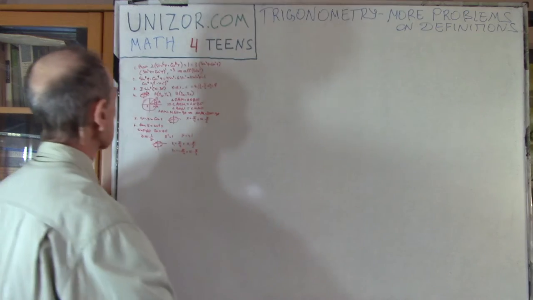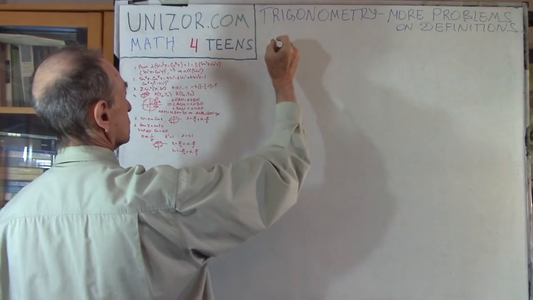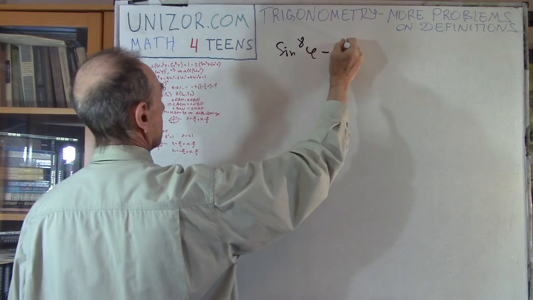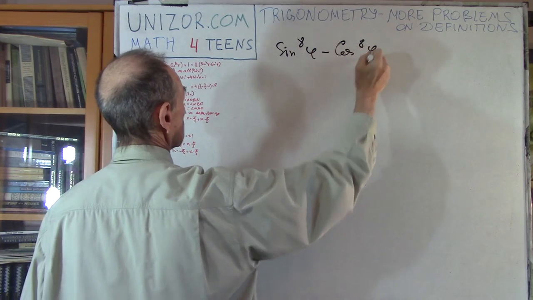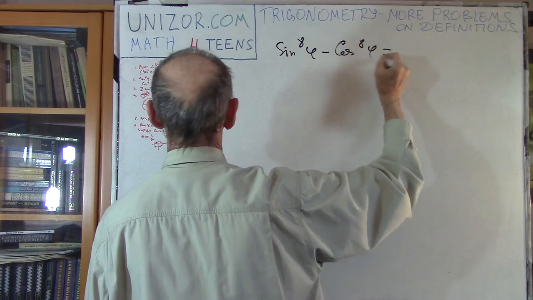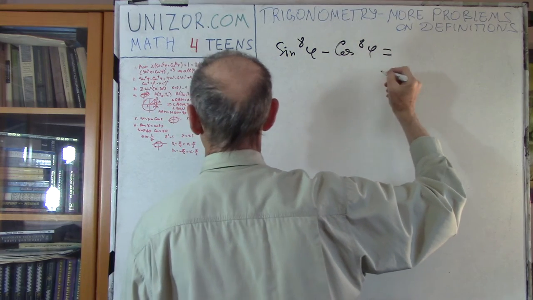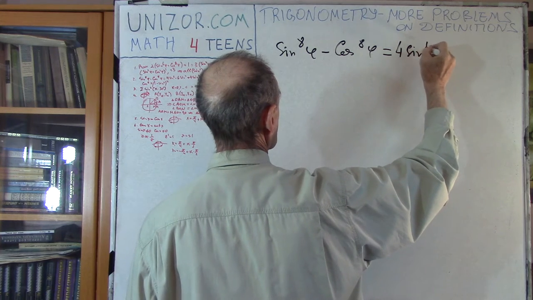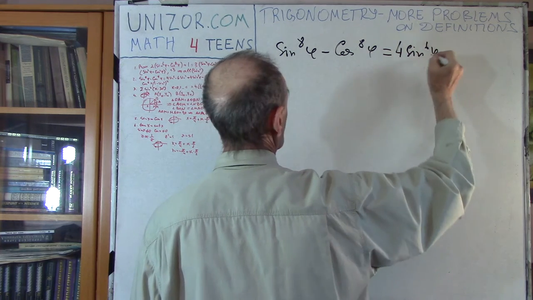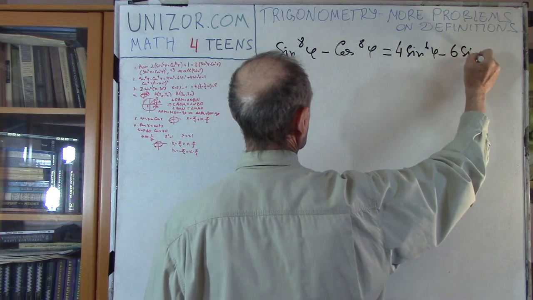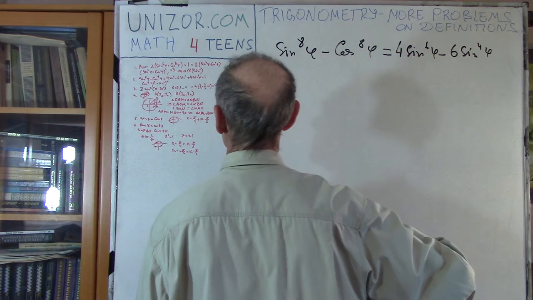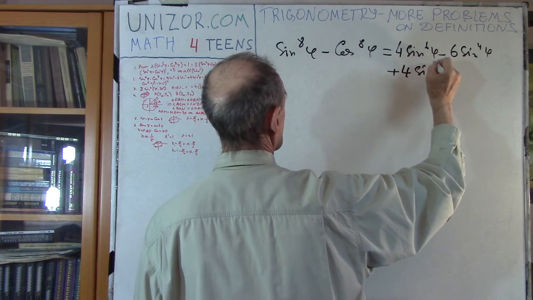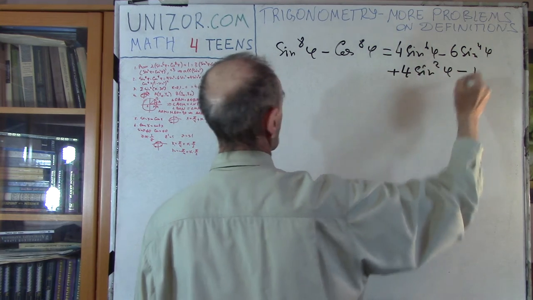Problem number two is very, very analogous. I have to prove that sine to the 8 minus cosine to the 8 equals 4 sine to the 6 minus 6 sine to the 4th plus 4 sine square minus 1. Okay.